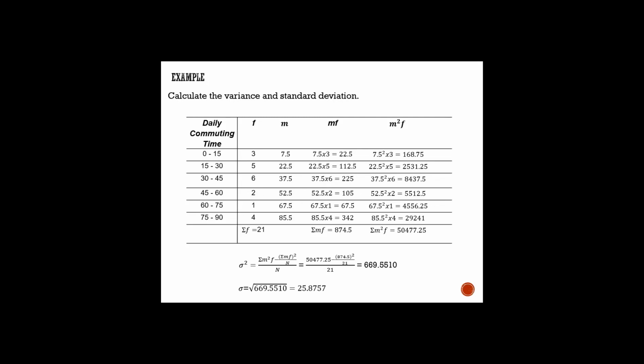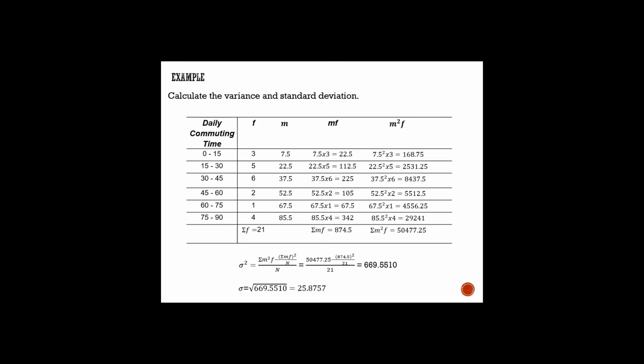The frequency is listed next, and that's the number of people or commuters that fell into each of those groups of commuting times. Then we would calculate the midpoints by once again taking the upper and lower limits of the groups. You would add them together and divide by 2, and I've calculated those midpoints for you.